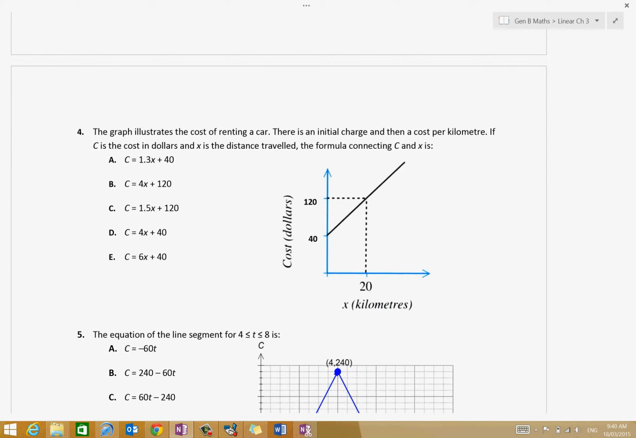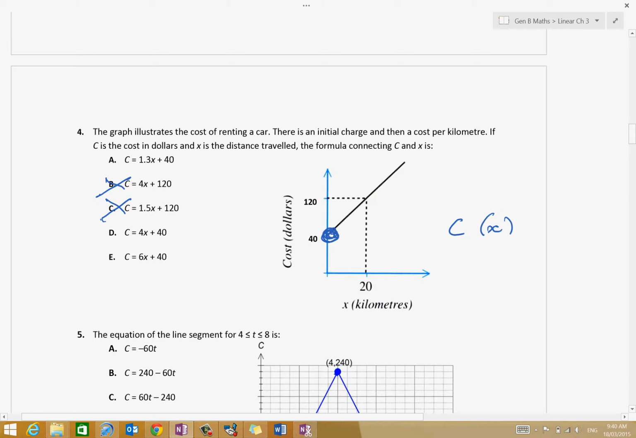This graph illustrates the cost of renting a car. What we want to know is the formula, but let's do process of elimination. What's the y-intercept? Or if you think about it, if this is cost, we've got cost in terms of x, if you like. So, but what is this intercept? It's 40. So if you think about it, y equals mx plus c, we're looking for a plus 40. That's going to rule out B. It's going to rule out C. Therefore, it has to be options A, D, or E.